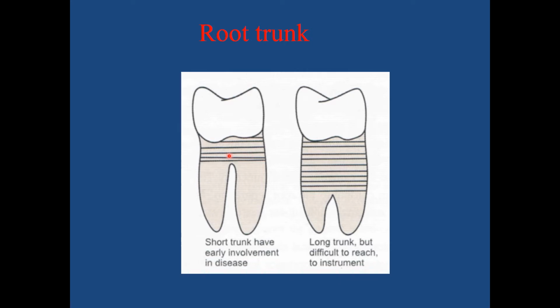The root trunk, as we said, is the distance from the cemento-enamel junction to the line of separation of the furcation area. We have a short trunk and we have a long trunk. The short trunk is easily involved by the furcation lesion, by the periodontal disease. While the long trunk is difficult to be involved by periodontal disease, but when it does get involved, it will be difficult to treat.